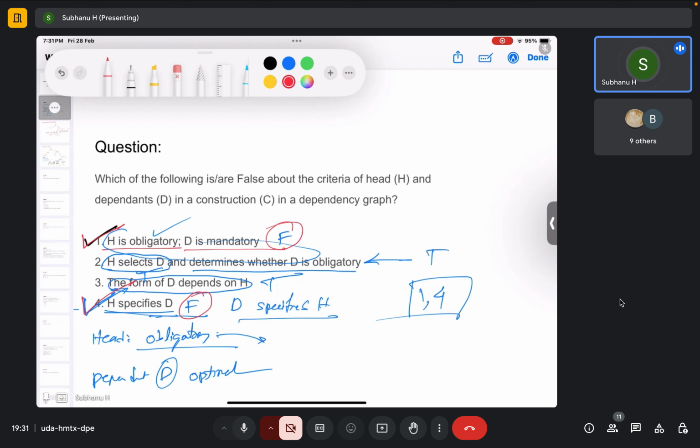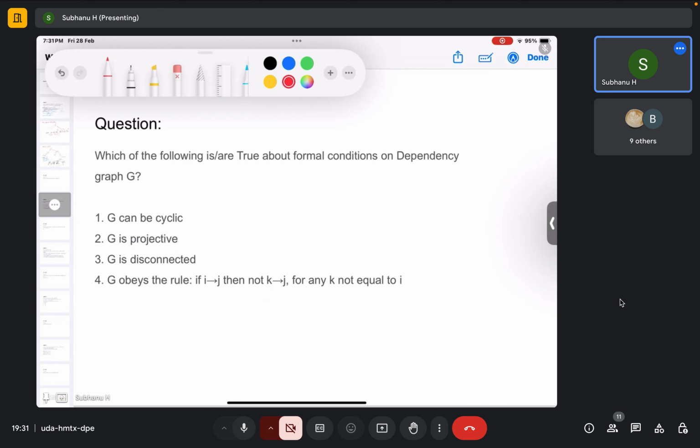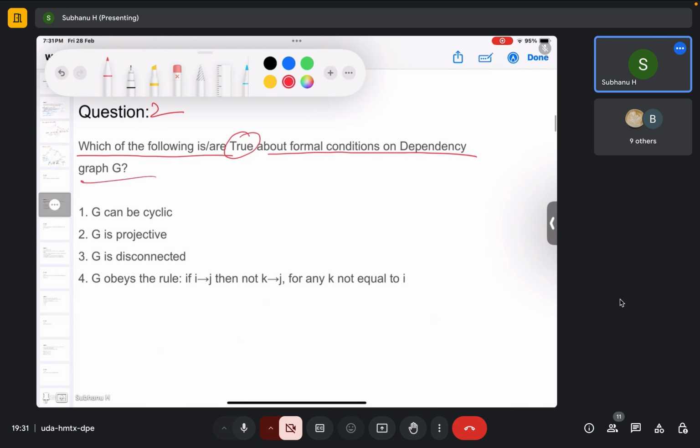So now move back to our second question, question number 2. Which of the following are true about the formal condition on dependency graph G? 1, G can be cyclic; 2, G can be projective; 3, G is disconnected; 4, G obeys the rule: if I then J, not K then J, for any K not equal to I. Which of these are the true statements? We have to specify it.